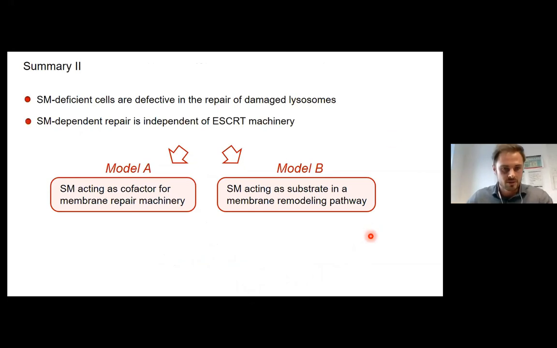Now, to conclude the second part of my talk, we learned that sphingomyelin-deficient cells are defective in the repair of damaged lysosomes, and our results suggest that the sphingomyelin-dependent pathway of repair is likely independent of ESCRT. And therefore, we proposed two different models. Model A stating that sphingomyelin acts as a cofactor for membrane repair machinery, and Model B saying that sphingomyelin acts as a substrate in a membrane remodeling pathway.